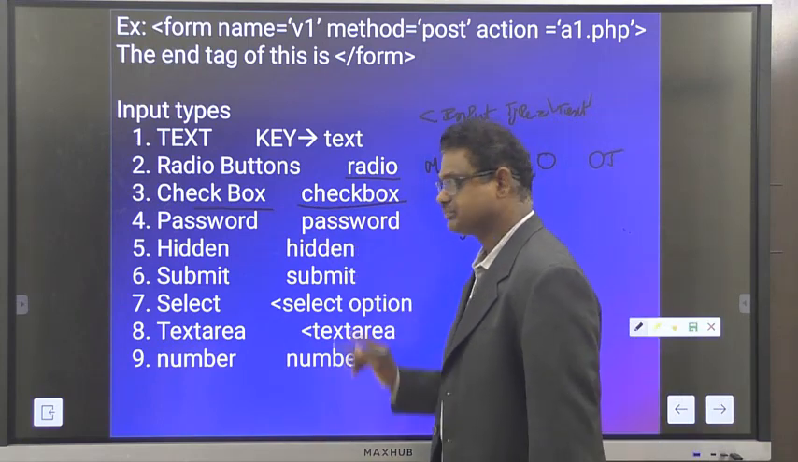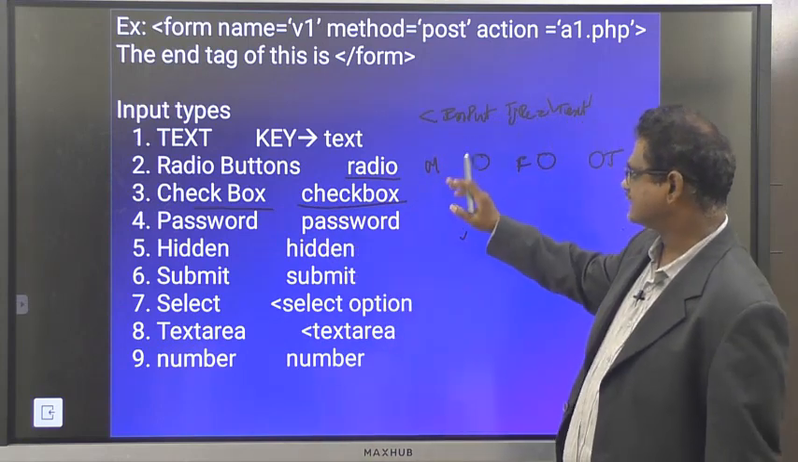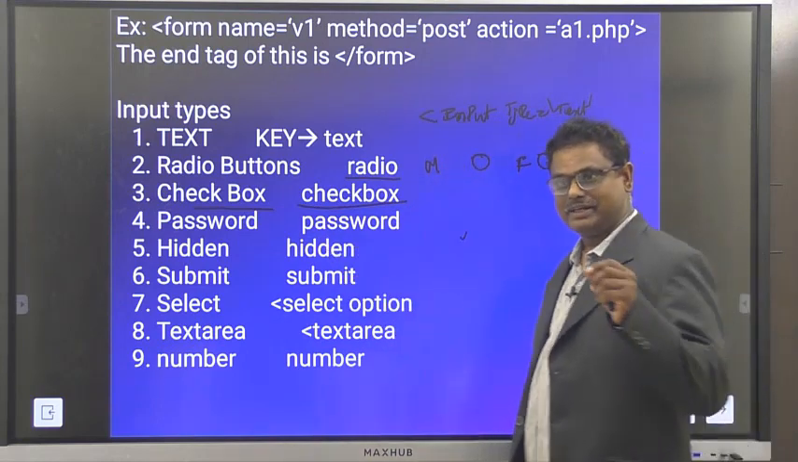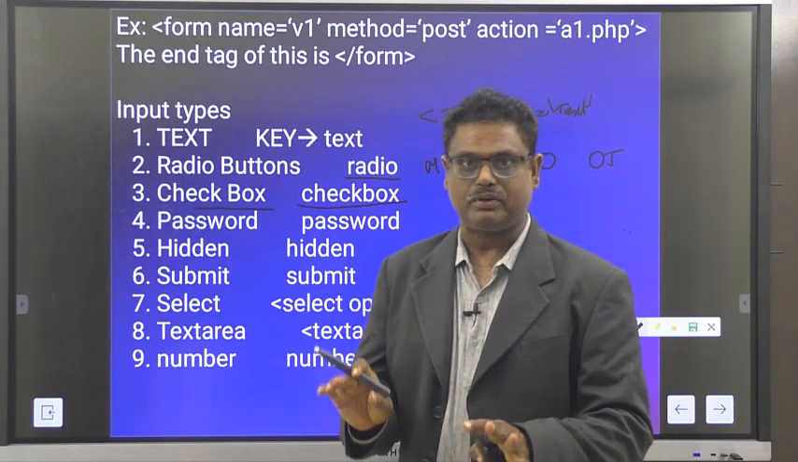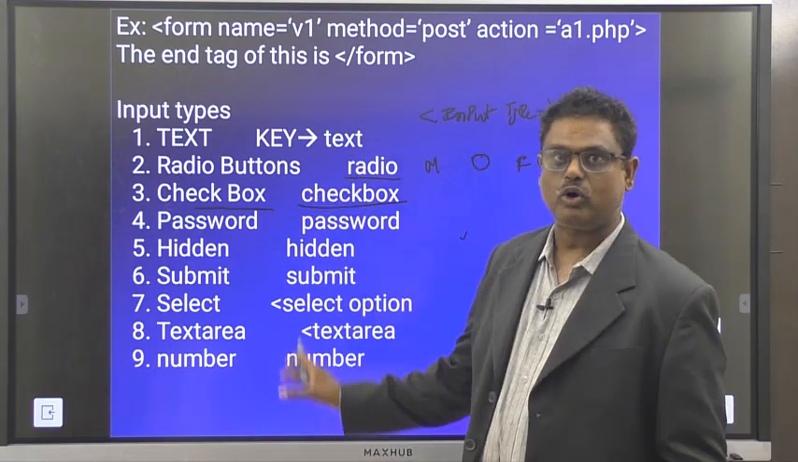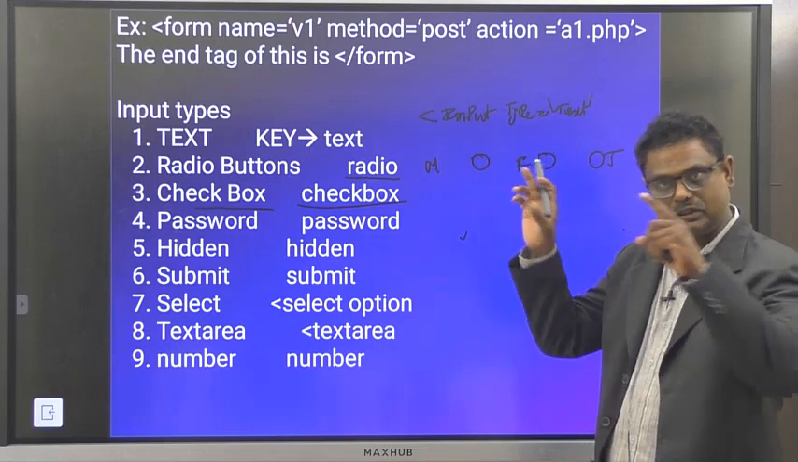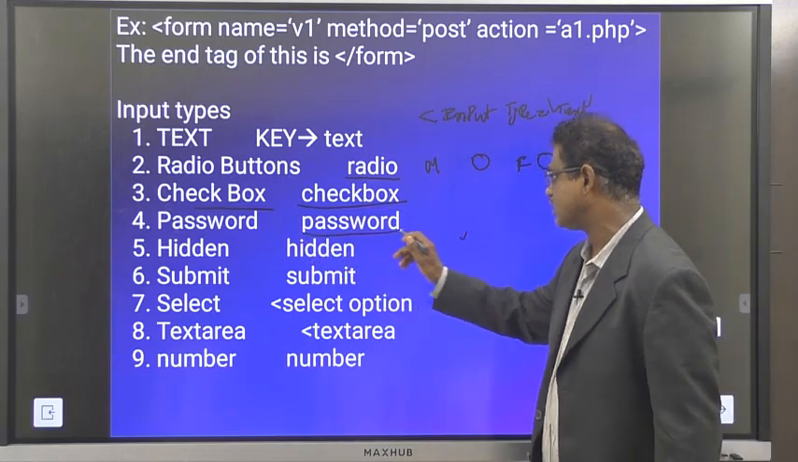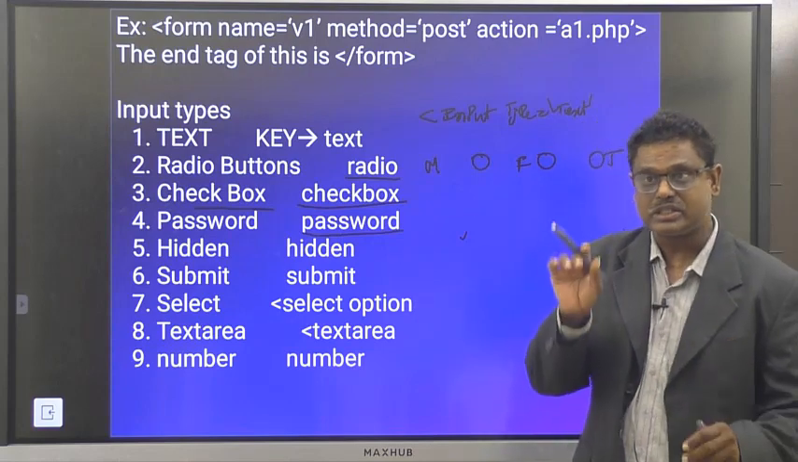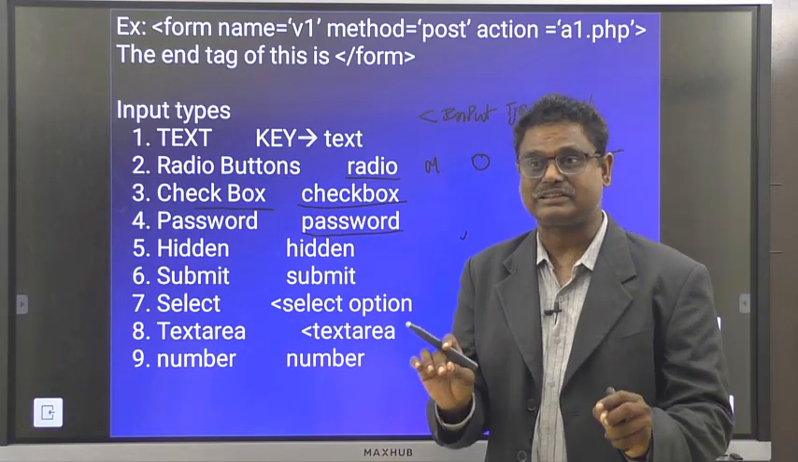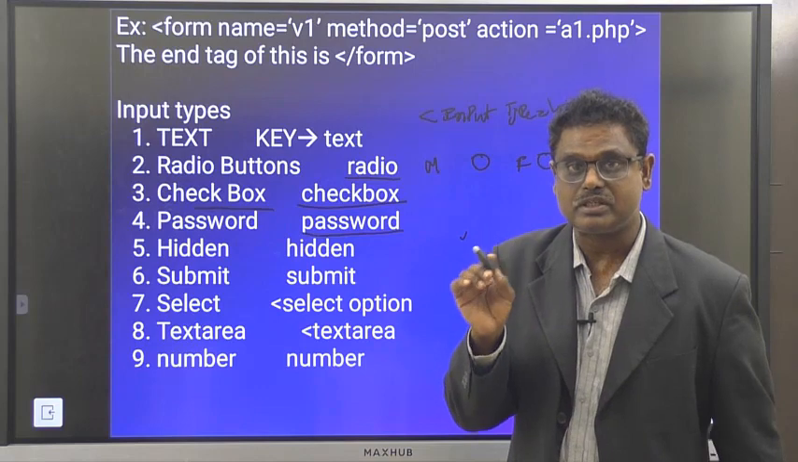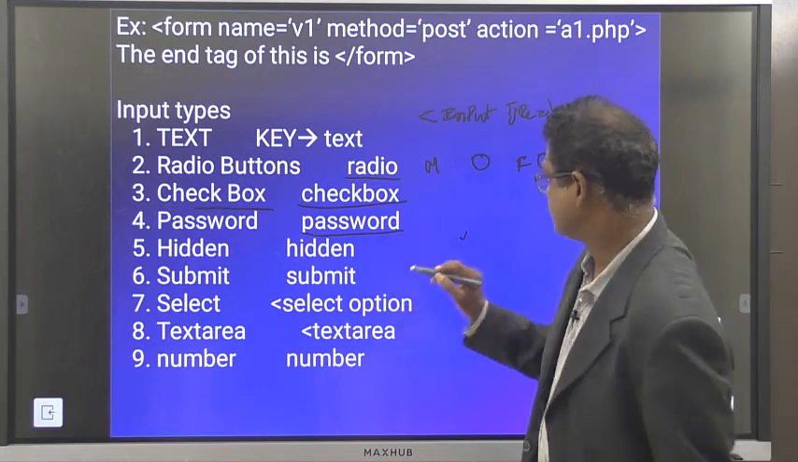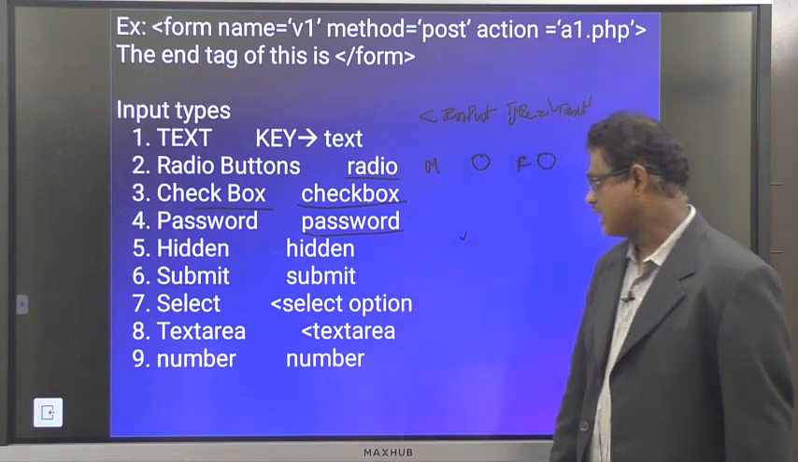Next, password. The difference between text and password is, in text, whatever you type will be displayed on the monitor. That will be shown. But in password, if you put a password, you cannot see the characters. Instead of that, you will be seeing only a star. Something like this. Only a star.